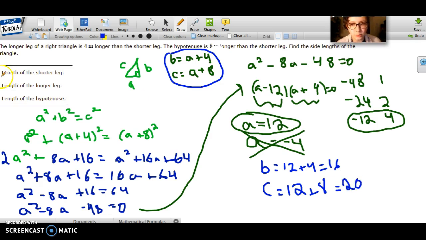So then, to go back to our problem, the length of the shorter leg, which we said was A, is 12 meters. The length of the longer leg, which we said is B, is 16 meters. And the length of the hypotenuse, which is C, is 20 meters. There you go.